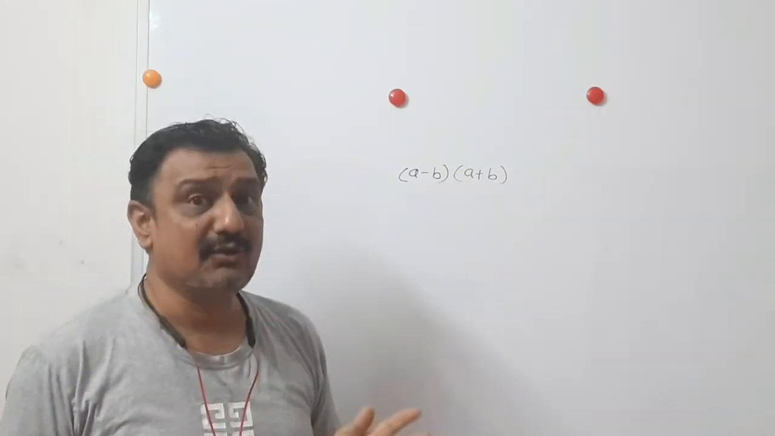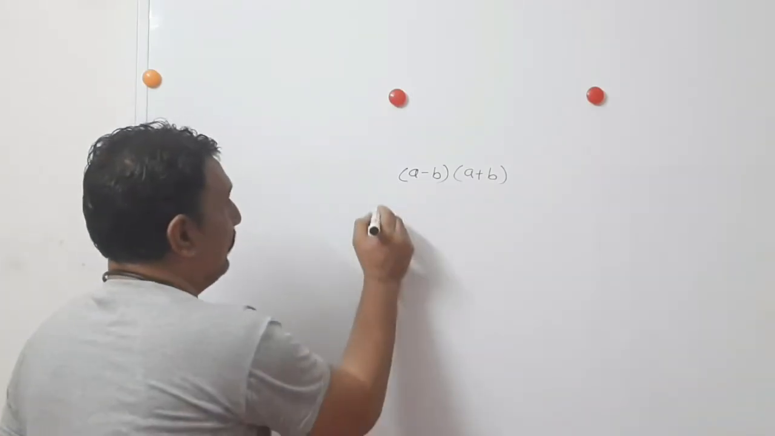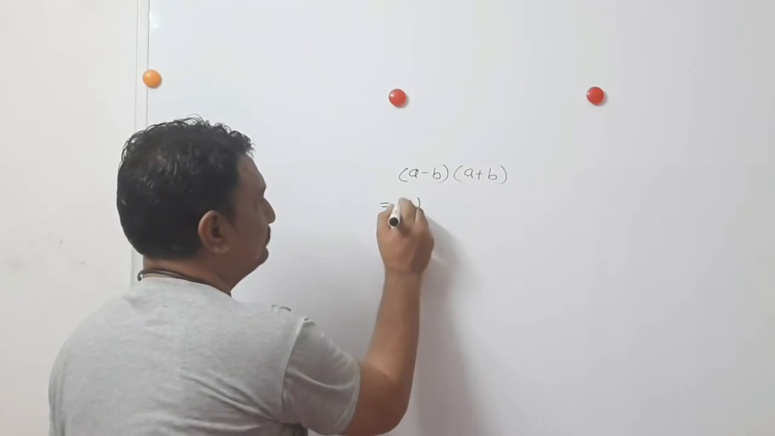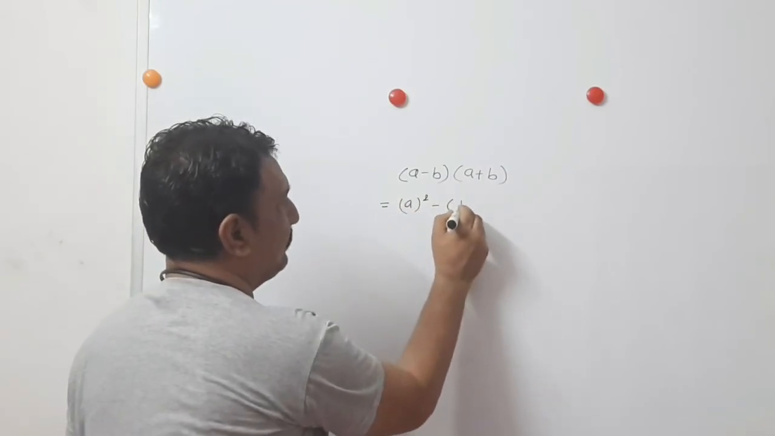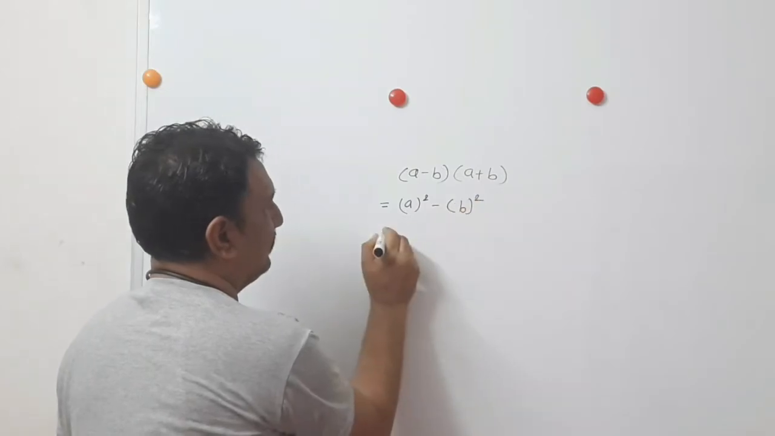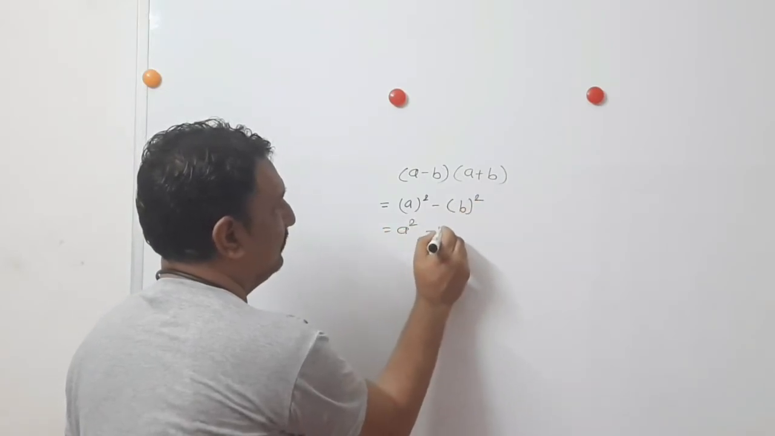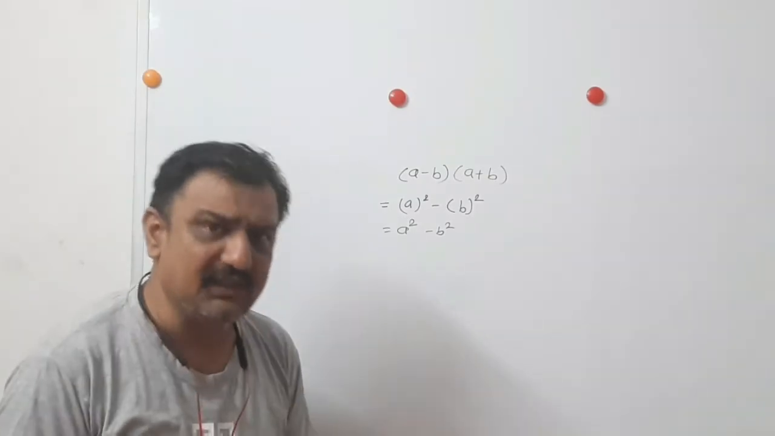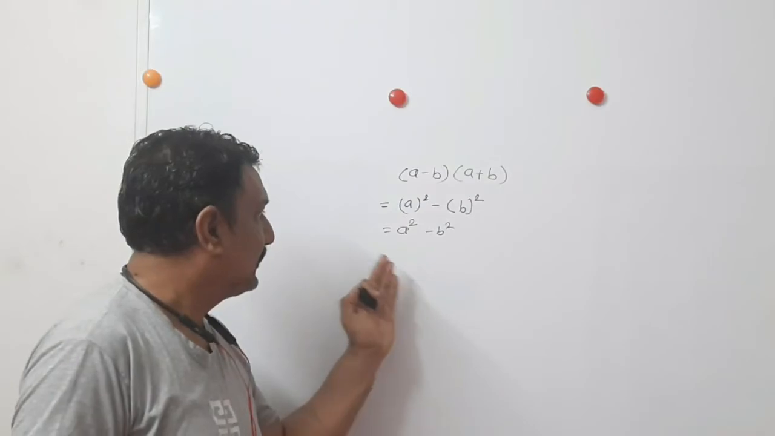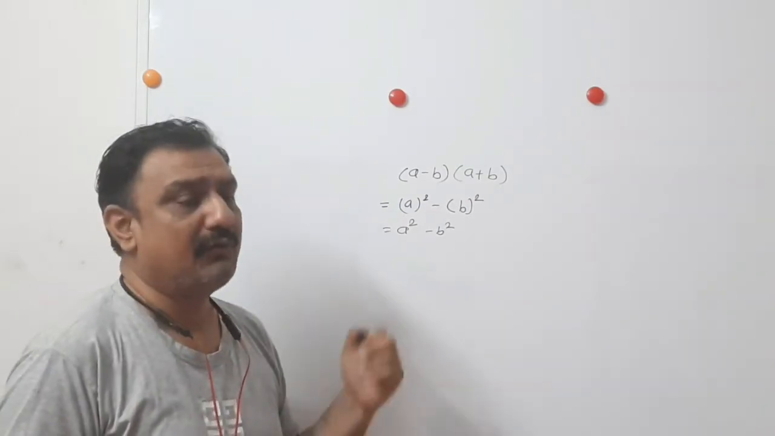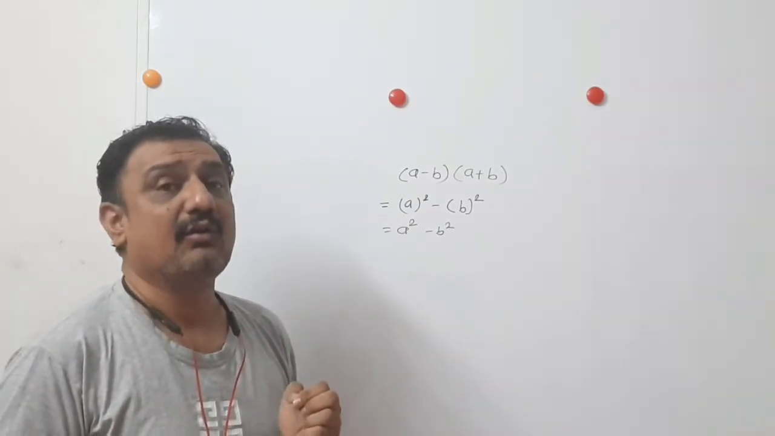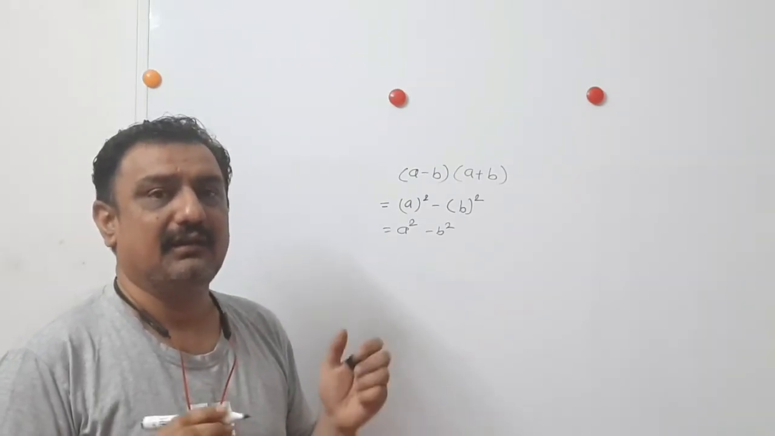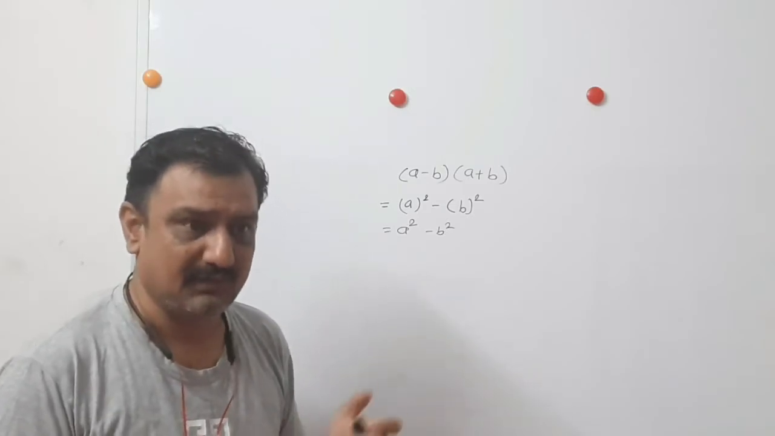when you multiply such binomials together, what do you write? Square of first minus square of second. That is a square minus b square. We utilize the same identity for rationalizing certain algebraic irrational surds.